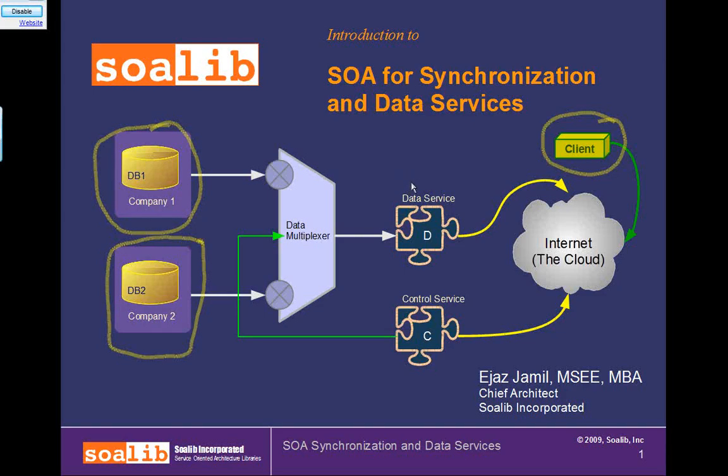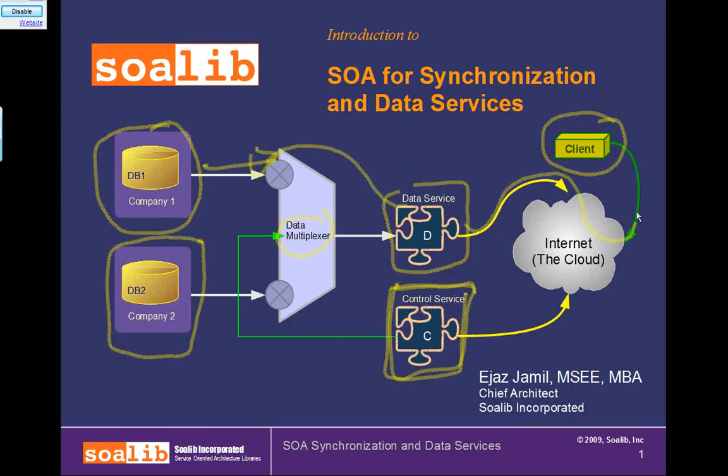Now, a data service is a web service, which is this, and there is a control service. So how does it work? There is so much data out there. There must be a way to select the data you want, and that's the control service. The client connects to this service and tells the control service, okay, give me data of company number 1, and it goes to the data multiplexer, which is this. This control service selects company 1 data and feeds it into the data service, and the client then gets the company 1 data.